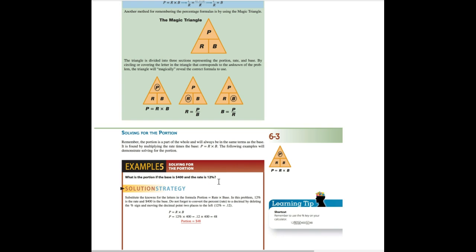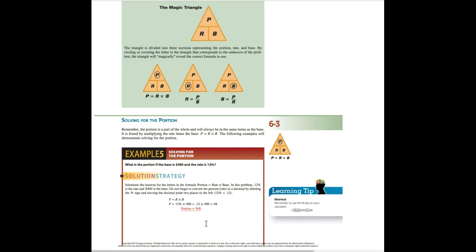So right here, they've given you everything you need. The only thing you have to do first is convert this percent to a decimal, which we already know is super easy. We move the decimal place 2 places to the left. It's going to be 0.12. So then all we have to do is P equals R times B. So we're going to do 0.12 times 400, which is 48. So the portion is $48.